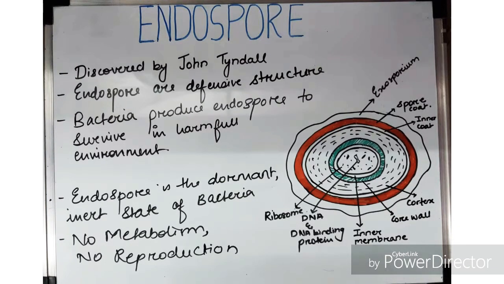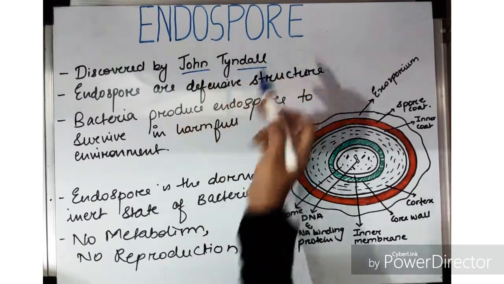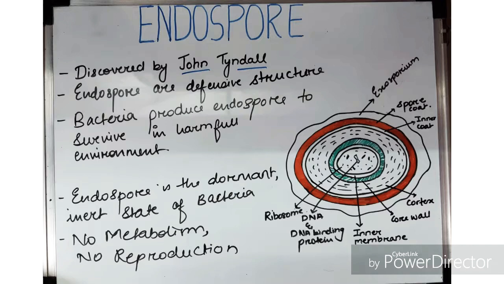Welcome to another video. So today the topic we will be studying is about endospores. The endospore was discovered by John Tyndall in the 17th century, and later it was also discovered by the two scientists known as Cohn and Koch independently.